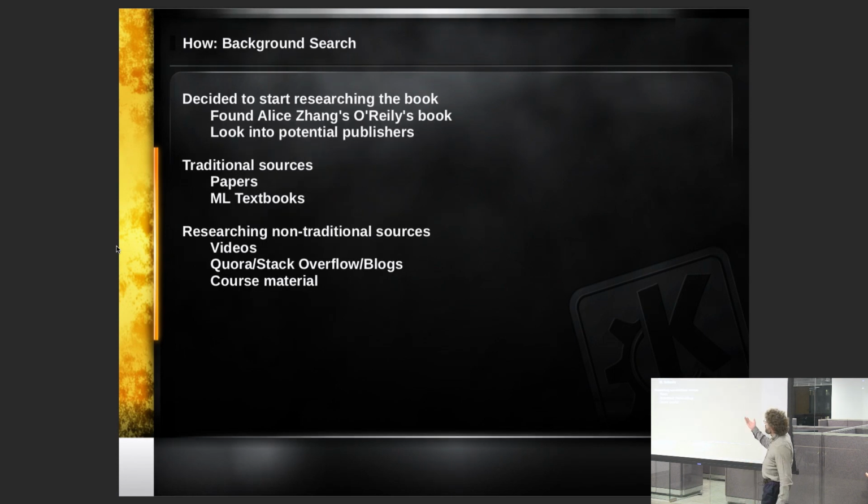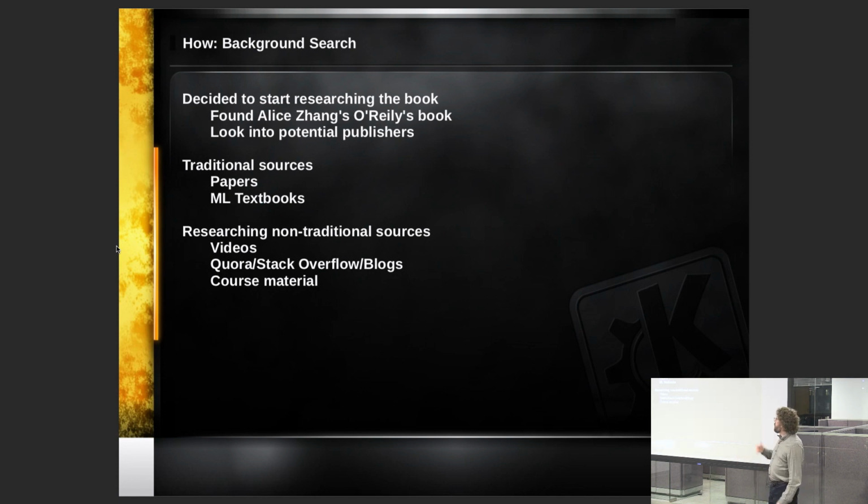Yeah, some background search. By that time, Alice Zhang already had a book, but the book was really heavy on manifolds, and it was very theoretical. And so I started also looking into potential publishers, traditional sources, papers, textbooks. But one of the interesting things about feature engineering is that there is plenty of value in non-traditional sources: videos, Quora, Stack Overflow, blogs, course descriptions.